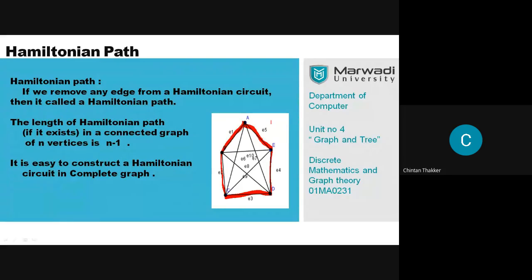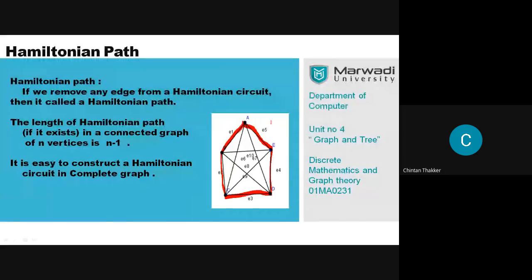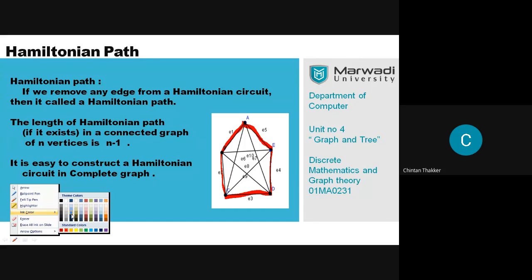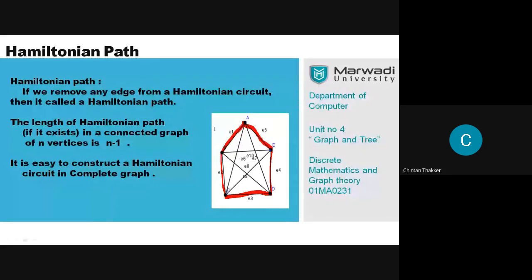vertices. See, for Hamiltonian, we have the condition over the vertices, that we have a circuit which contains all vertices. There is no condition that the circuit contains every edge. The condition is only a circuit which contains all vertices. That circuit is called Hamiltonian circuit and the graph is called Hamiltonian graph. So this is a Hamiltonian circuit.